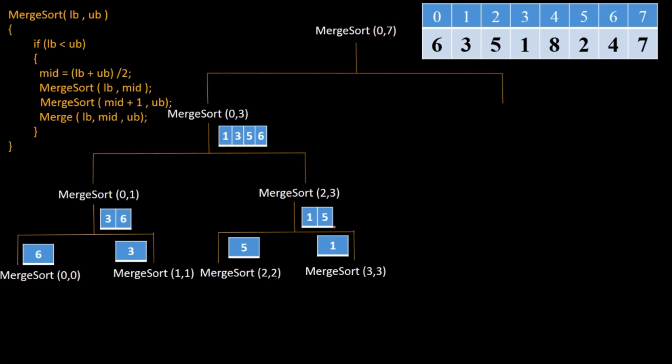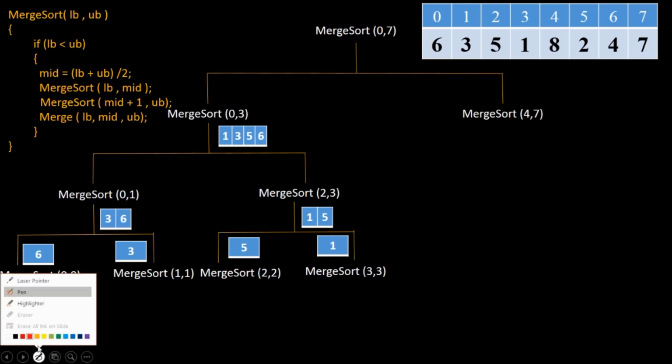Okay, so let us see. Yes, sorry, 3 is the mid value, so it is 4 comma 7, right? Here you got the 4 comma 7. When this merge sort is executing, what happens?